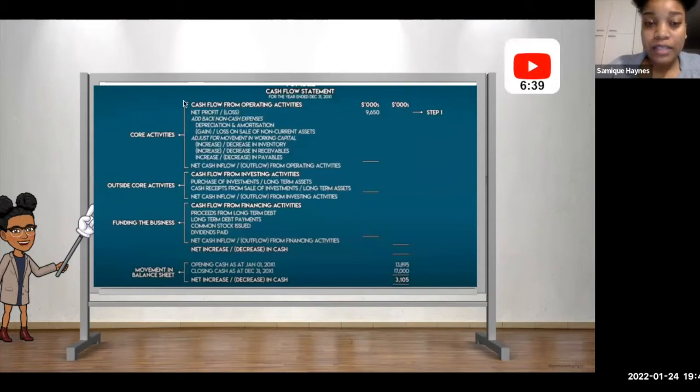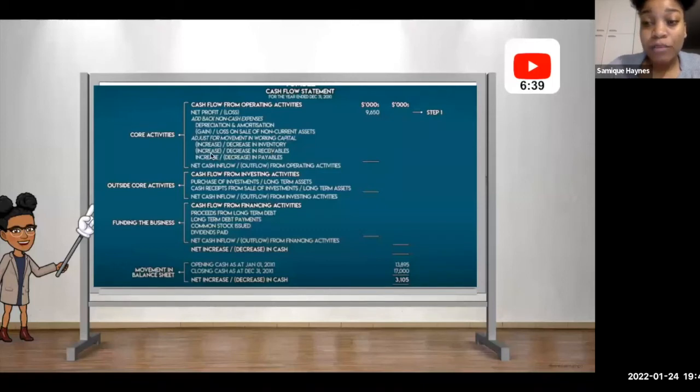So this is an extract of what a cash flow statement looks like. We have our net income, add back our depreciation, or a gain or loss on sale of a non-current asset, adjust for movement in working capital. So if inventory increases, what will you do? If inventory decreases, what will you do? And we'll discuss that next.